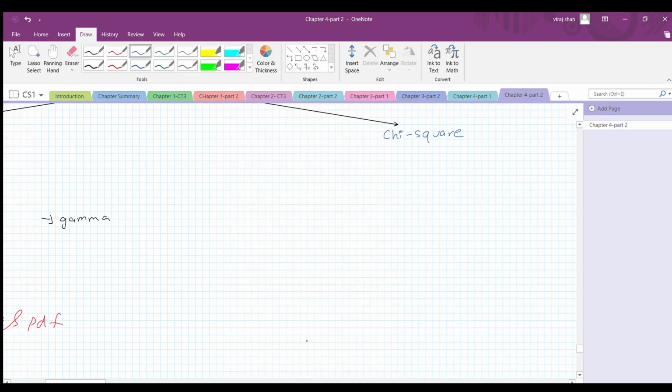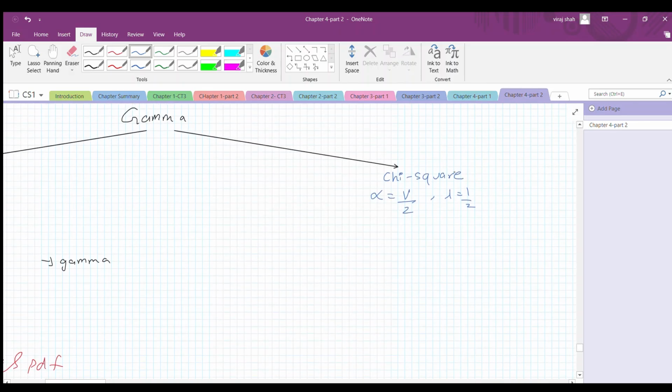Going ahead, chi-square. So when gamma is chi-square, when alpha is nothing but V by 2 and lambda is half, then I can say that my gamma would be chi-square. What is V? V is nothing but degree of freedom. What is degree of freedom? Just ignore this as of the moment. Once we go ahead in the portion of CS1, we will understand what degree of freedom exactly means. We will even use these degree of freedom in our calculations.